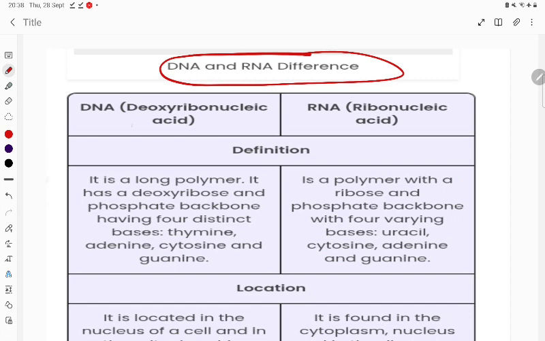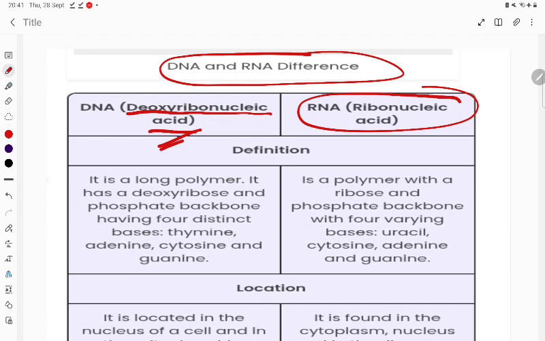The first one, the name itself is different student. Deoxyribonucleic acid. So deoxy means there is no oxygen in this one student. So here the oxygen is not there. Here is student, in our RNA, ribonucleic acid, here oxygen will be there.